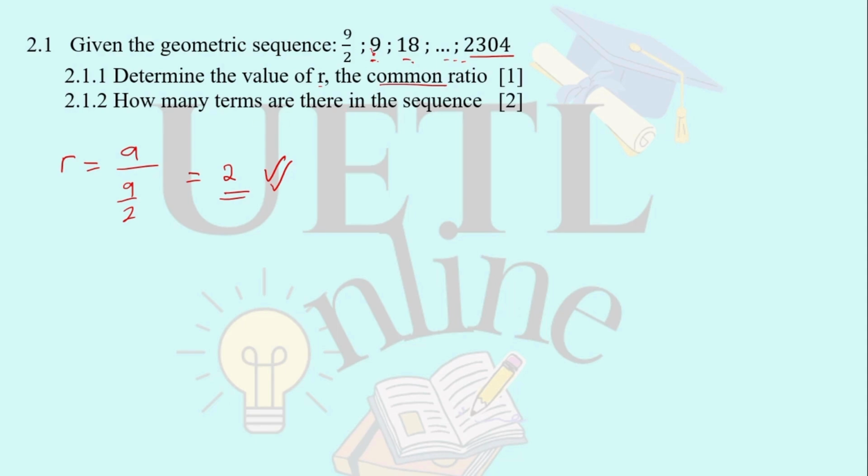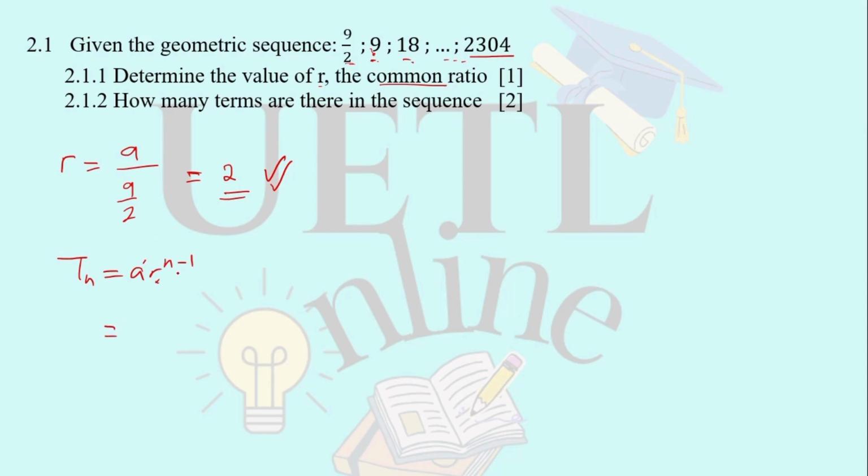Then the other thing is how many terms are there in the sequence. This is a bit tricky, but it's easy. We're going to use the formula for any term in a geometric sequence, which is given by a r to the power n minus 1. Here we know our r, which is our common ratio, and our a is the first term, which is going to be 9 over 2 in this case. So now we just have to substitute it here.